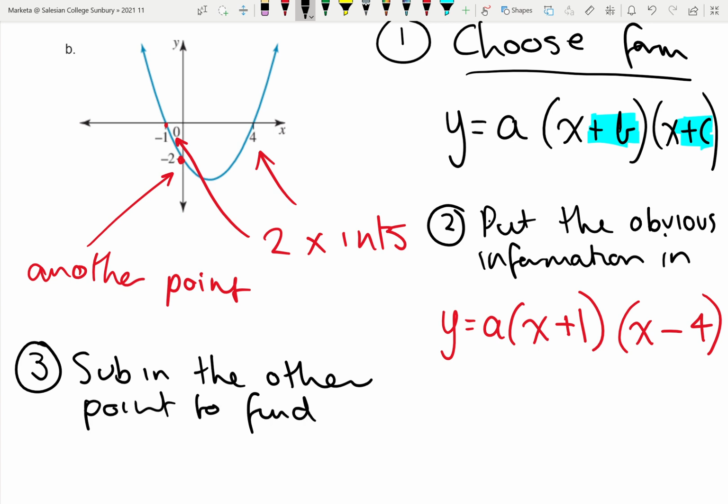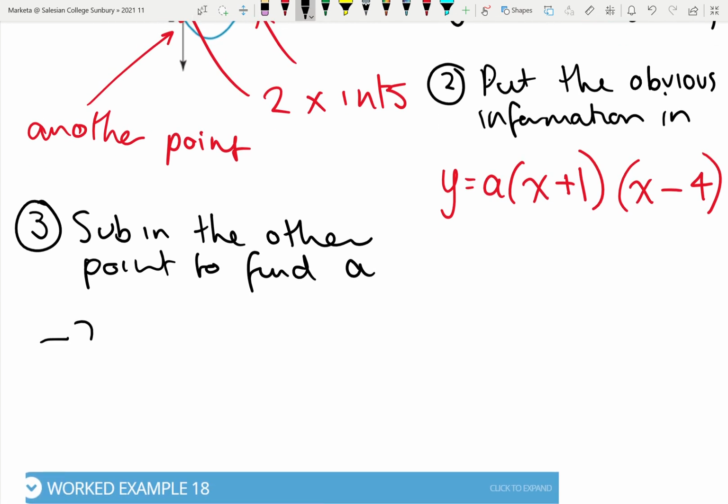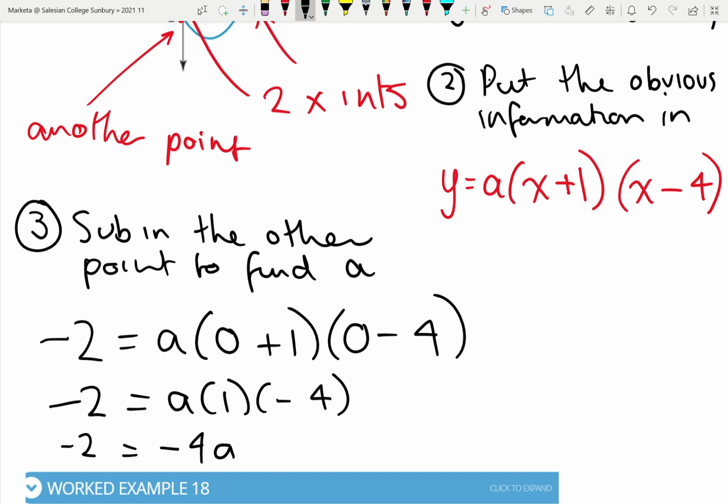to find a. And again, I really stress that in both of these, they've given us a y-intercept as the other point, but it doesn't have to be the y-intercept. It can be really anything. So let's see, our y-intercept is at negative 2. Negative 2 equals a. X is 0. Of course, the y-intercept is very convenient because we're eliminating the x's there. So we end up with a times negative 4 is negative 4a equals negative 2. And when we divide by negative 4 on both sides, we're going to get a equals half.